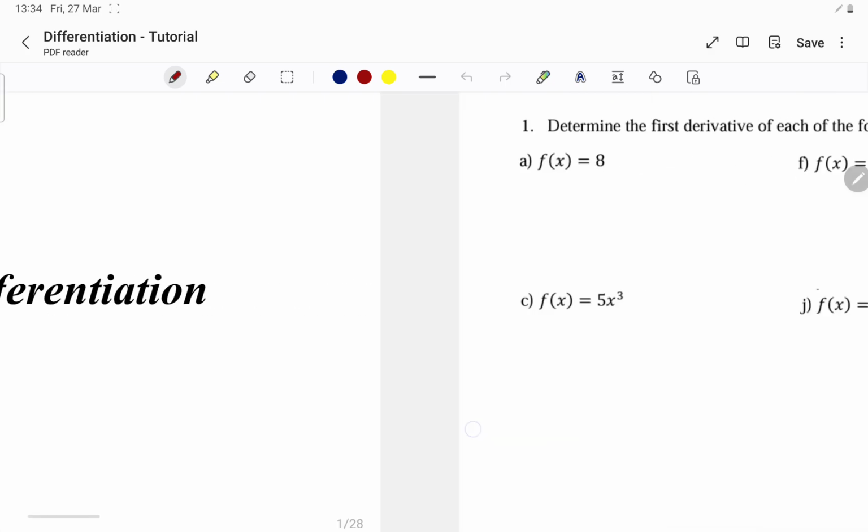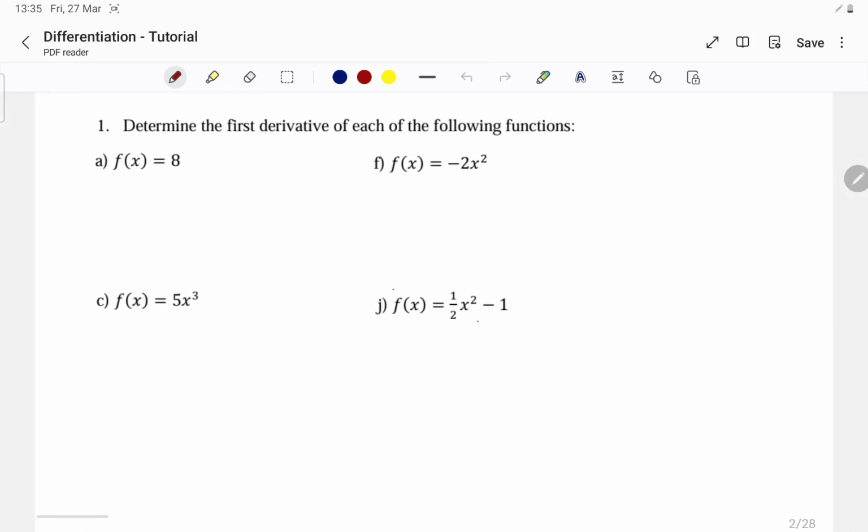Okay, we go through first, which is for topic differentiation. The first question, they ask us to determine the first derivative of each of the following functions. Okay, question A, they have f(x) is equal to 8. So when we want to differentiate f(x), you have to put a prime or apostrophe on top. Okay, so 8 is a constant, so when it is a constant or a number, when we differentiate, it becomes 0.